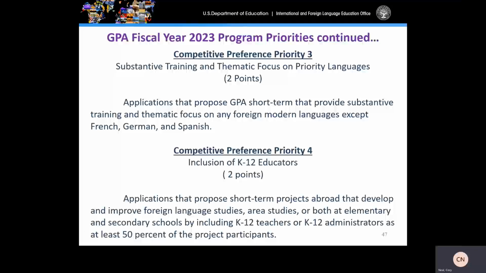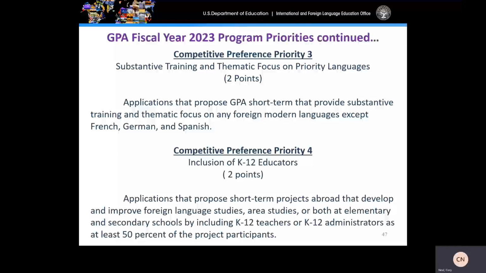Okay, Competitive Preference Priority 3. You can earn 2 additional points if your project provides substantive training and thematic focus on any modern foreign language except French, German, Spanish, and of course English. Proposals must provide a minimum requirement of 20 hours towards language training on a less commonly taught language throughout the duration of the project. So that includes pre-departure orientation and the overseas portion to be eligible to apply.